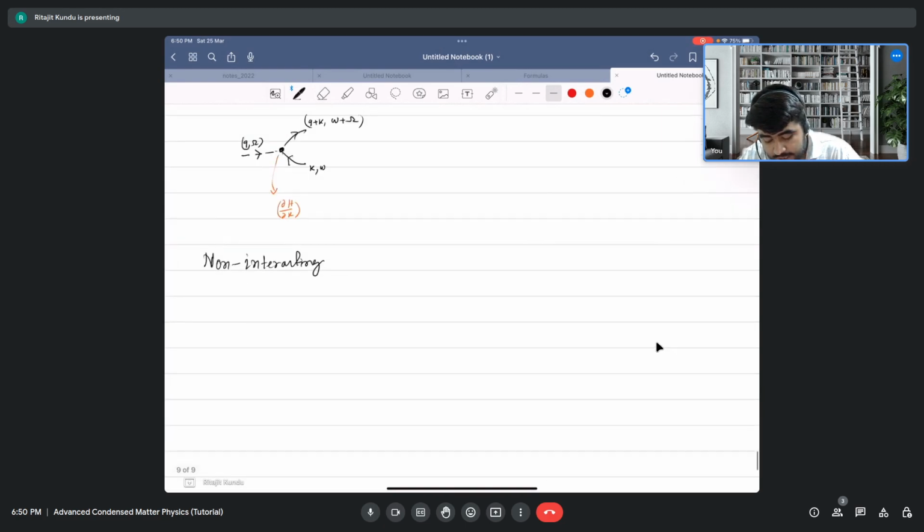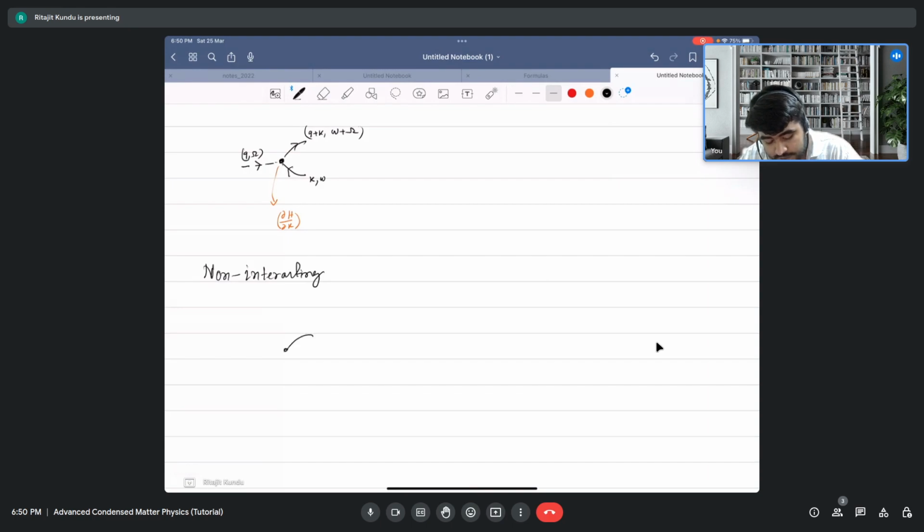So for the non-interacting case, we only have two of these vertices, right? So this one and this one, and what we do is we just join both of these lines. Okay, so this is called a current correlation. So let me draw a nicer diagram. So these black dots are current vertices.